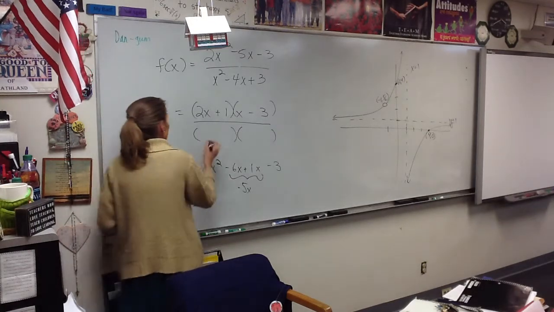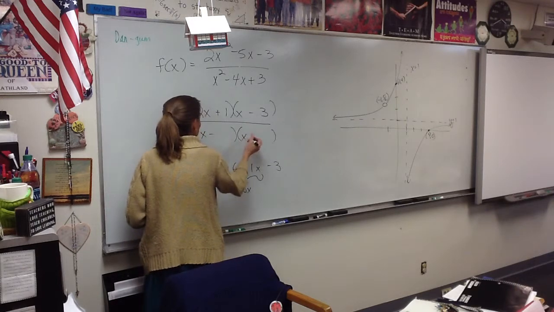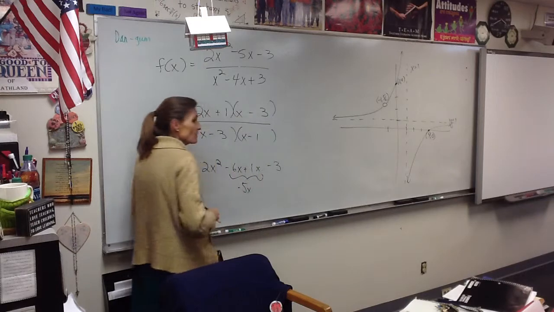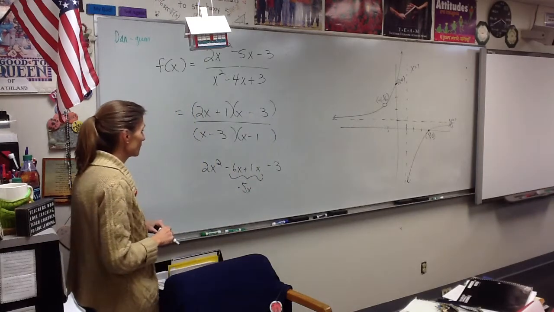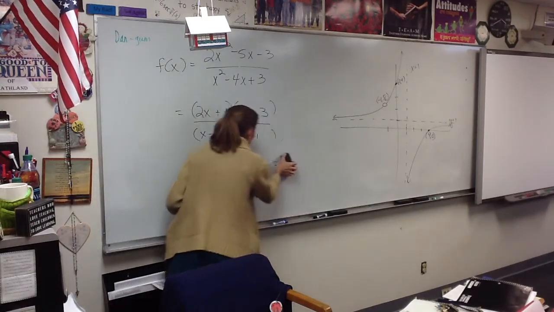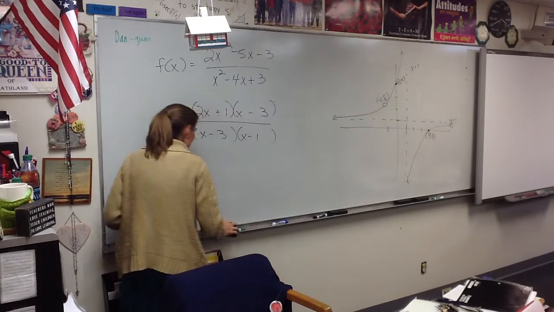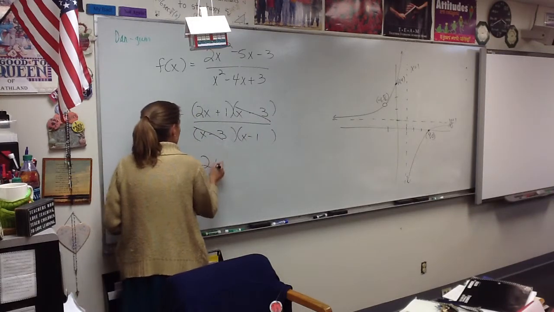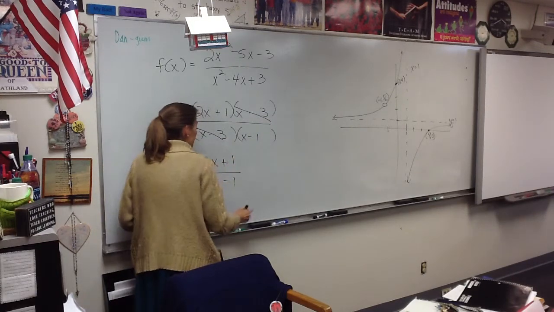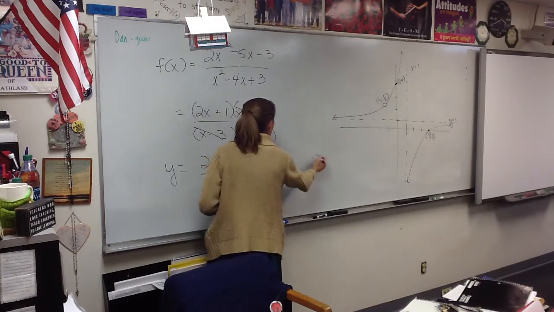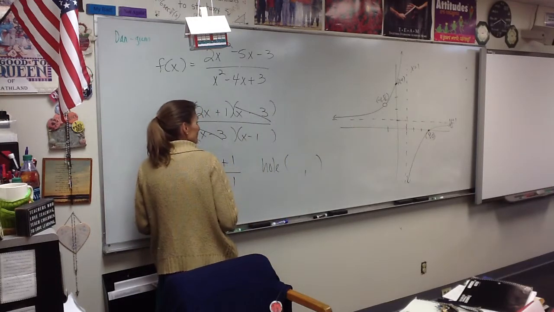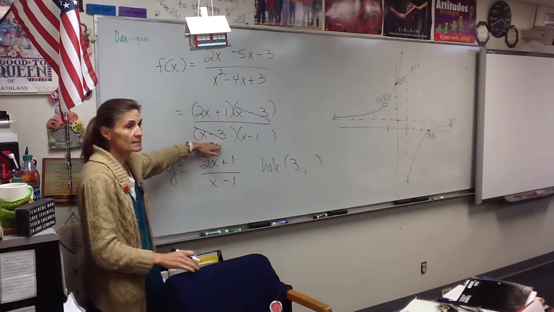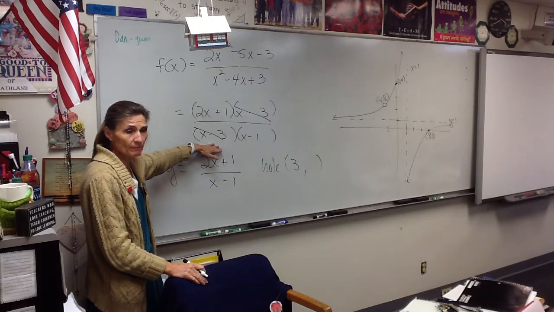What do I have on the bottom? x minus 3, x minus 1. Minus 3, minus what? Oh, we're excited. What do we notice? We have a hole. And that hole is going to be at what? Where? 3 comma something. 3 comma something, because that's what canceled out.